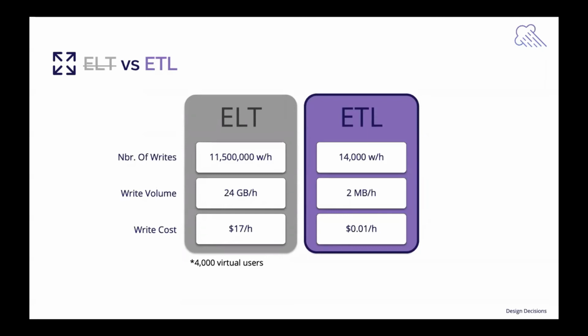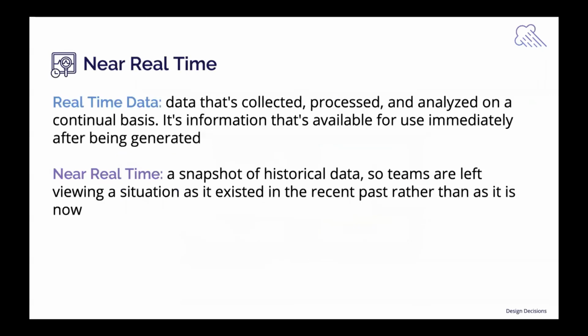Now let's turn to the design decisions we made so that Monsoon can display results in near real time. First, let's clarify some terminology. Real-time data is data that's collected, processed, and analyzed on a continual basis. The resulting information should be available to the end user immediately after being generated. And near real time is just real time, but with a delay introduced beforehand. Teams view a situation as it existed in the recent past rather than as it is right now. Note that there isn't a precise cutoff for what is or isn't considered near real time.